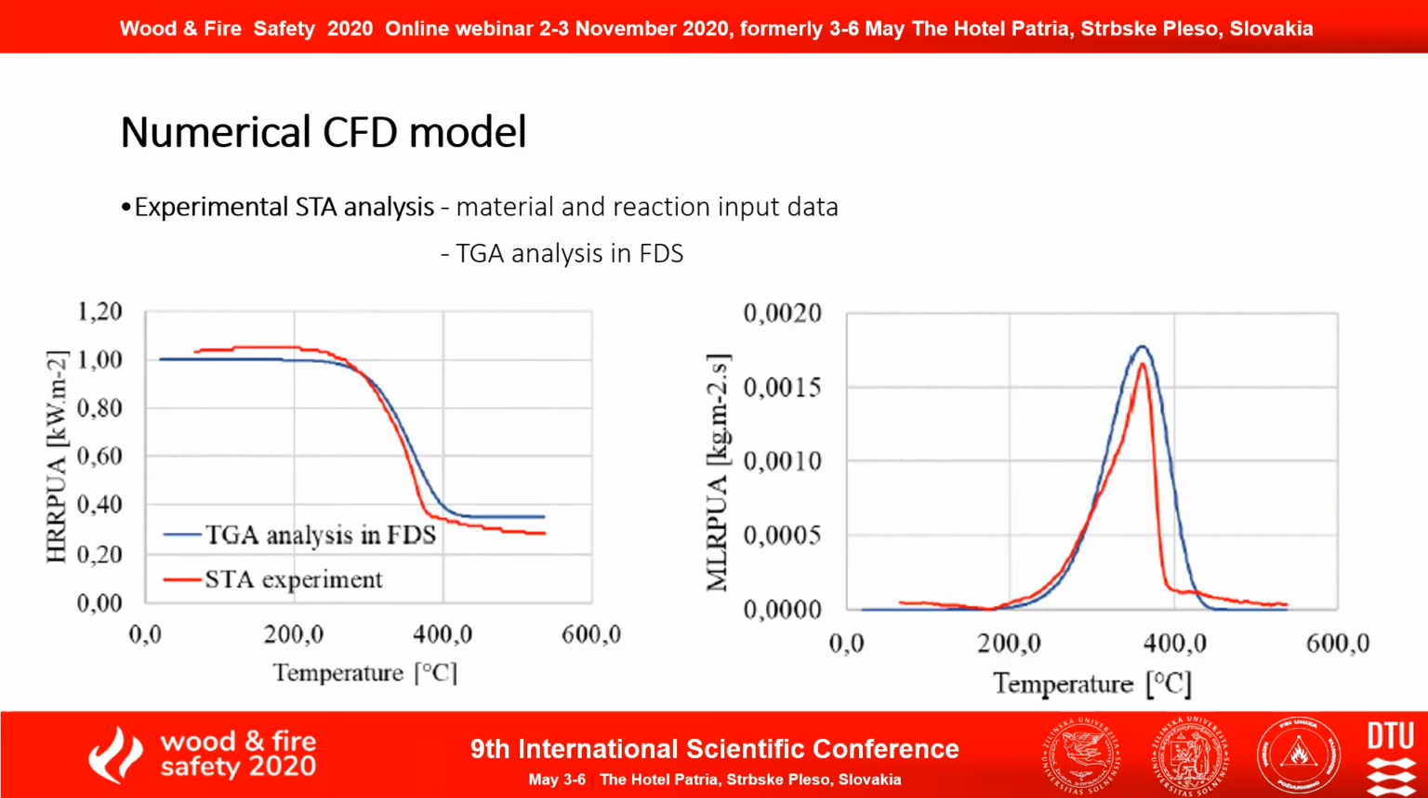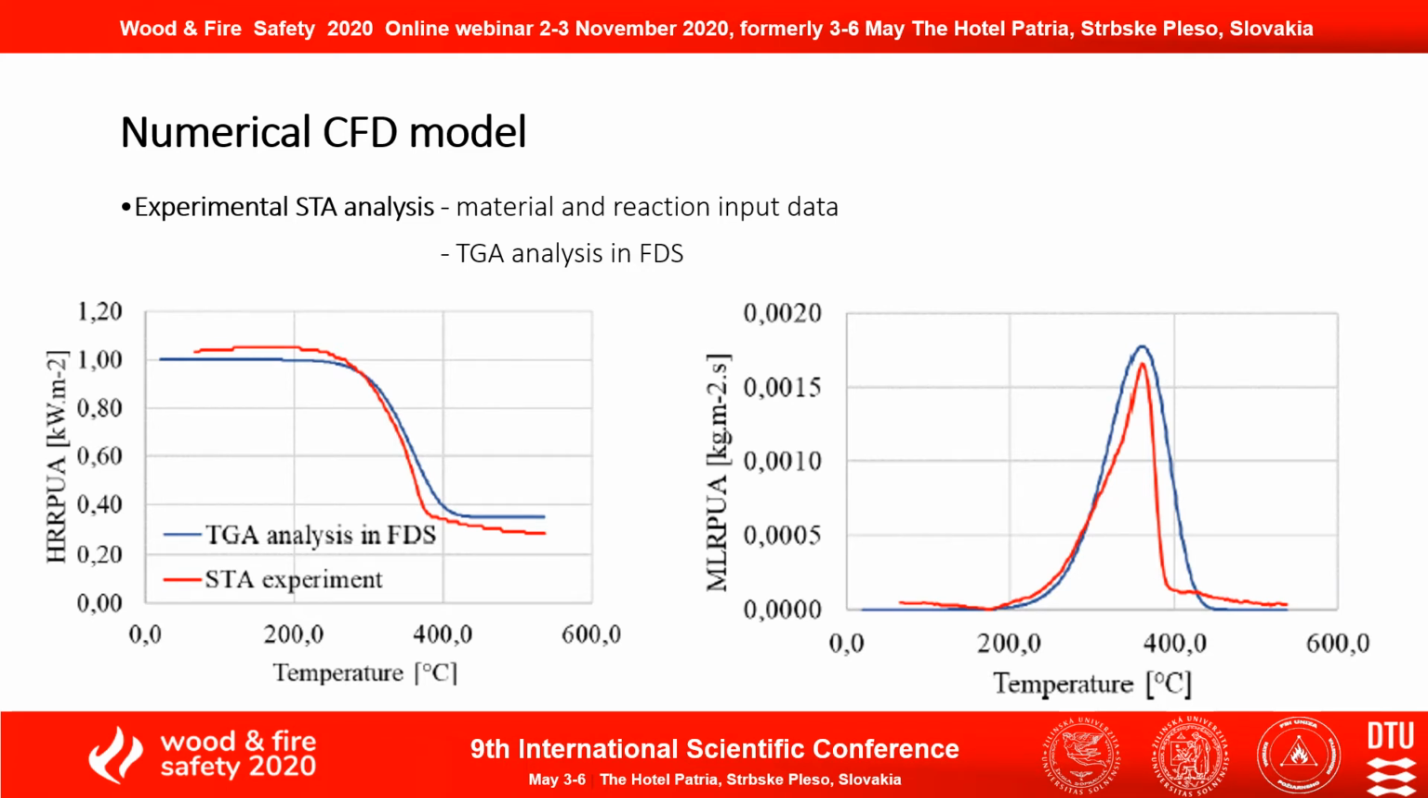The cone calorimetry burning of samples was modeled as a numerical CFD model in FDS. At first, a numerical TGA analysis was carried out to provide reliable material and reaction inputs for cone calorimetry scenarios. Input data for TGA analysis in FDS were based on known fiberboard material properties and the conducted STA experiment. Heat release rate per unit area and mass loss rate per unit area provided the base for numerical simulation parameters such as reference temperature, reference rate, and fraction values of reactive material components.